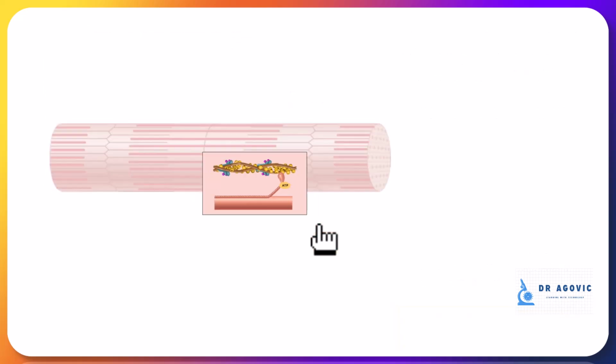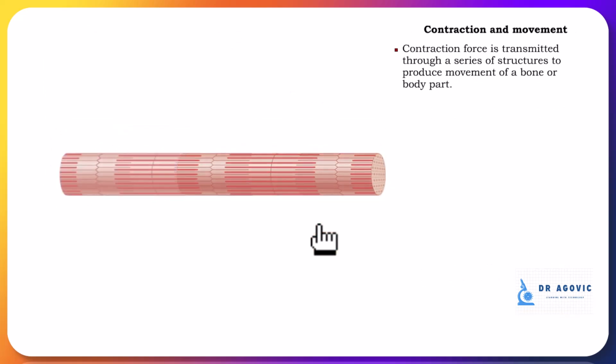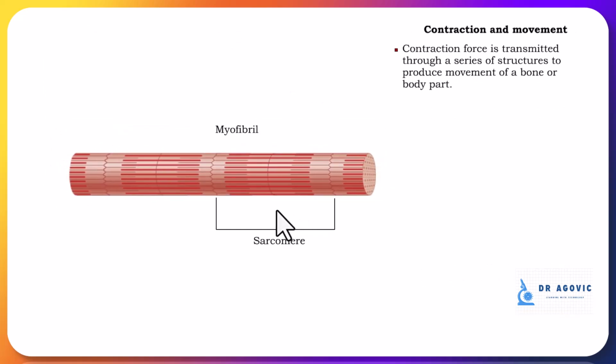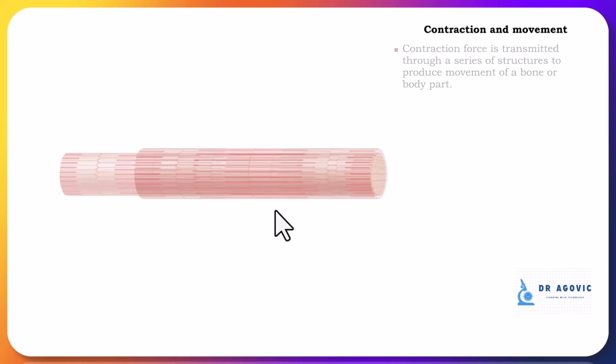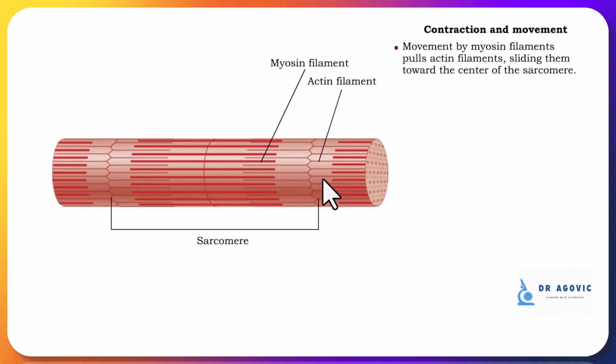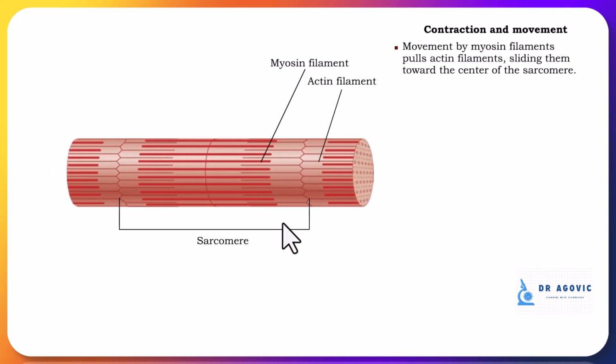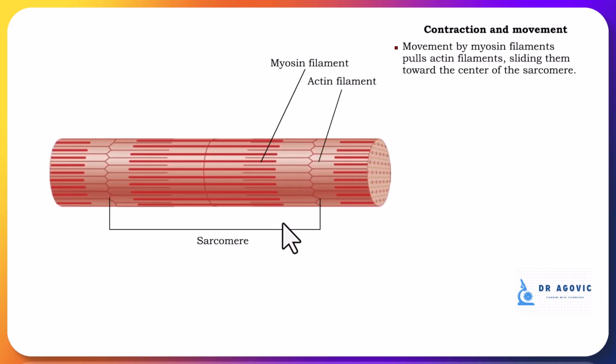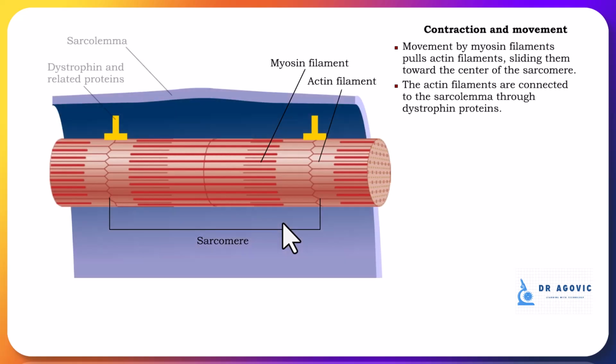Let's see how this works. Contraction provides body movement, or a force transmitted through a series of structures to produce the movement itself. Movement by myosin filaments pulls actin filaments, sliding them toward the center of the sarcomere.